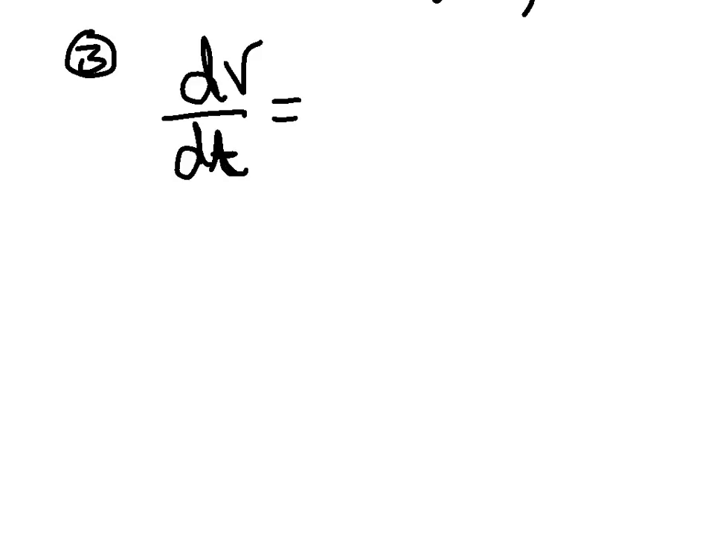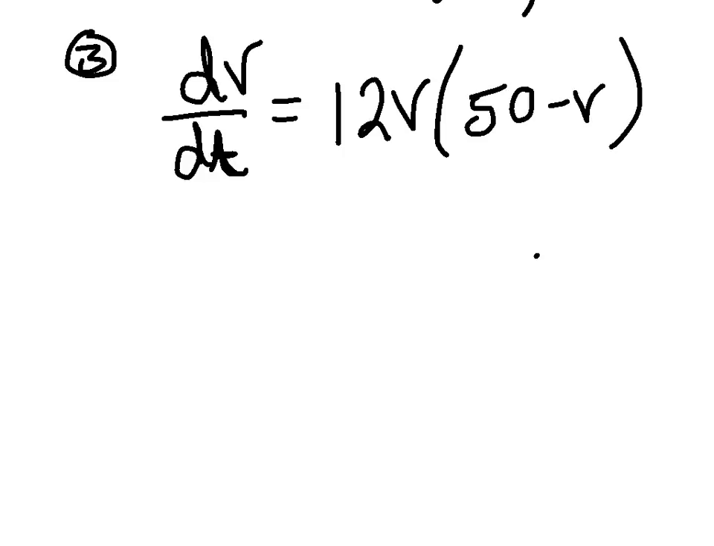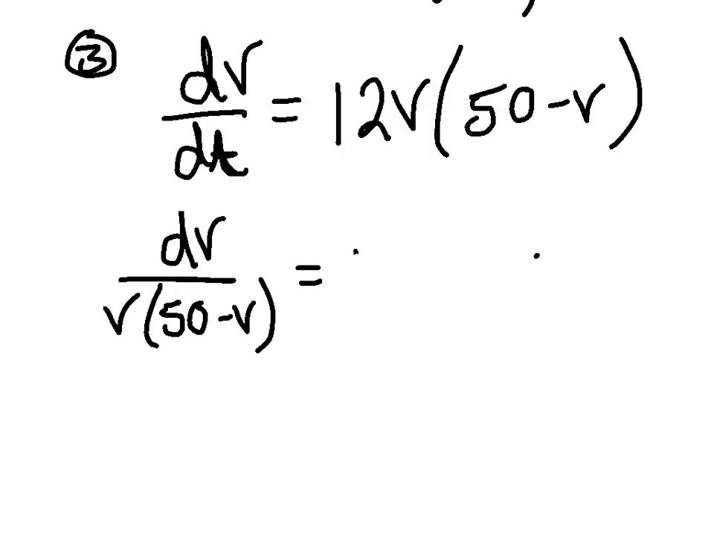Number 3. What if we said dV/dt, yes, that is supposed to be a t right there, equals 12 times V, and then the quantity 50 minus V. First things first, is this a separable Diffy Q? I could say dV divided by, I'm going to divide the V and the quantity 50 minus V over there. I'm going to leave the 12 where it is. I'll multiply the dt over. Yes, this one is separable.